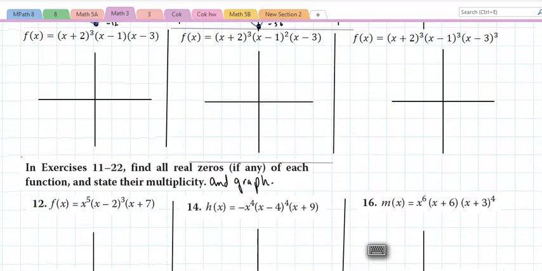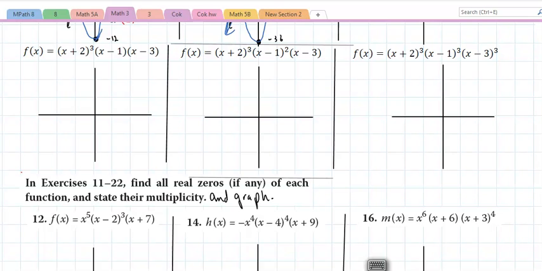What if I cube one of them? Well, let's see. Negative 2, 0, 1, 0, and 3, 0. X equals 0. I'll get 8 times 3, 24. Positive. If I multiply those out, x cubed times x is x to the 5th.